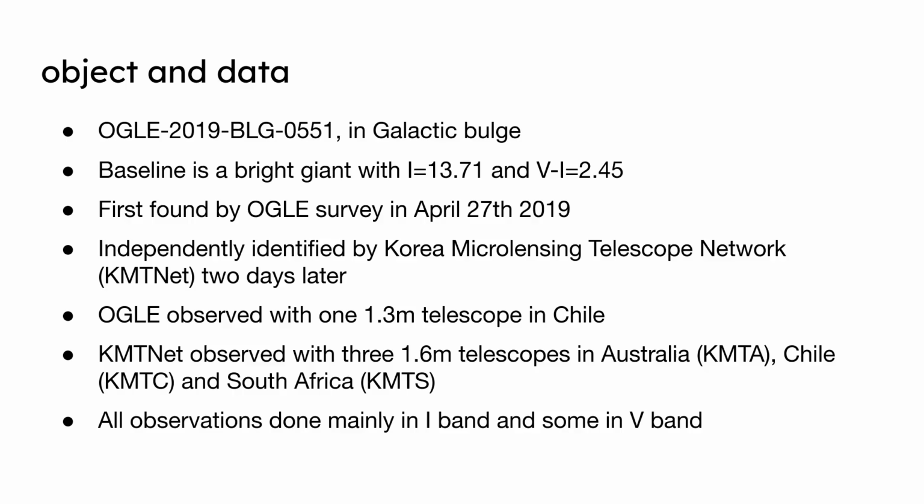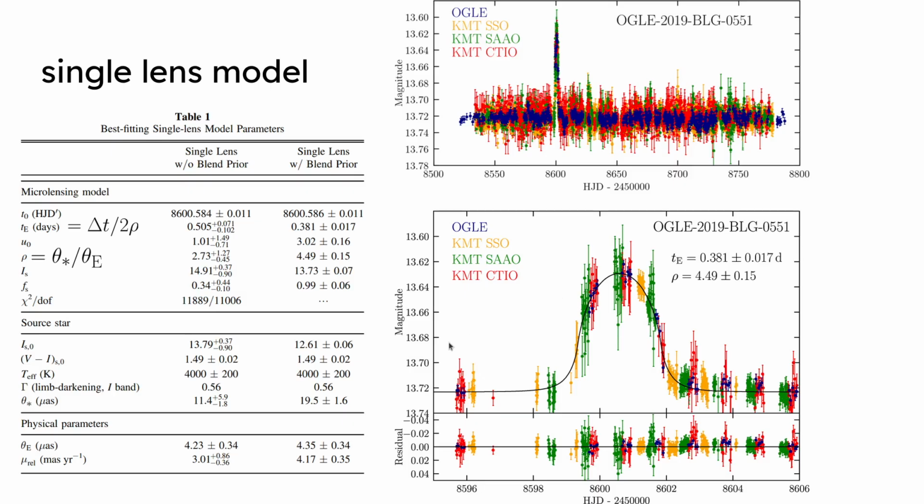And so there is a total of 4 sets of data, 4 light curves for this object, for this baseline. So here it is. There is the light curve of all 4 telescopes, and also what you can see here is the results of the single lens model.